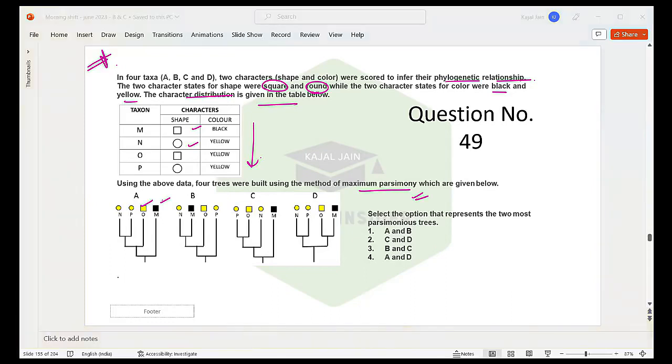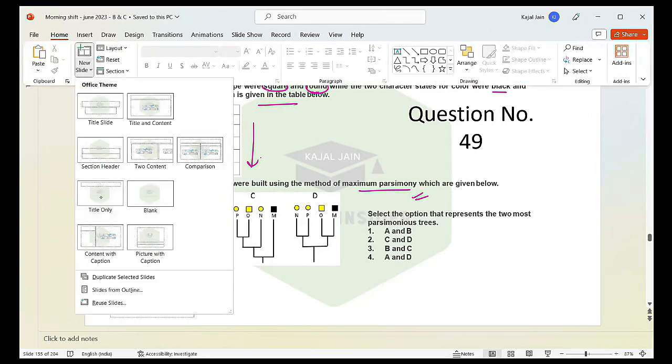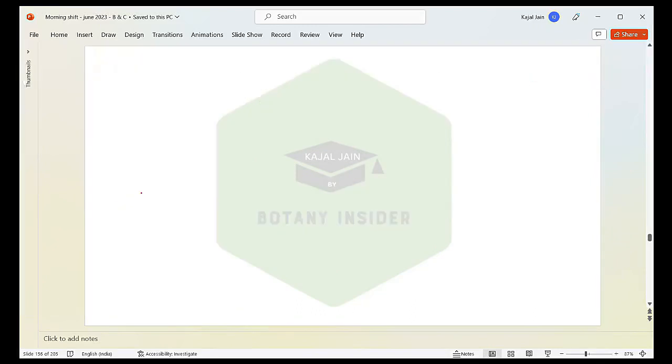First thing first, what do you mean by parsimony? There's a concept in unit number 9, diversity of life forms, which is known as the principle of parsimony. It's a one line principle, but it's very, very important for you to understand.